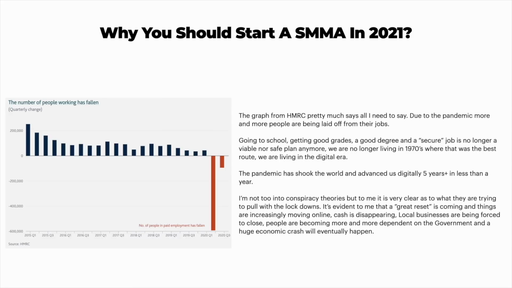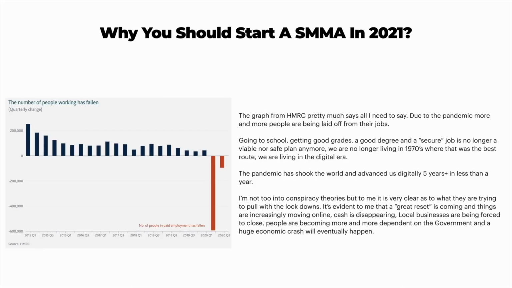Due to the pandemic, more and more people are being laid off from their jobs. You see, going to school, getting good grades, a good degree, a quote unquote secure job is no longer a safe nor a viable plan anymore. We are not living in the 1970s, where going to school, getting good grades, and getting a good degree so you can get a secure job was the route. But now we are living in the digital era where anything is pretty much possible if you have the internet, and I'm guessing you guys have internet and a laptop if you're watching this video.